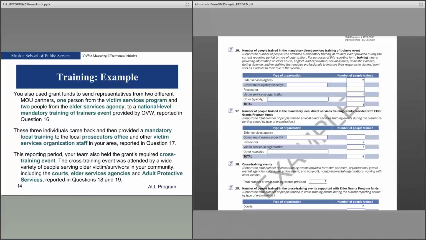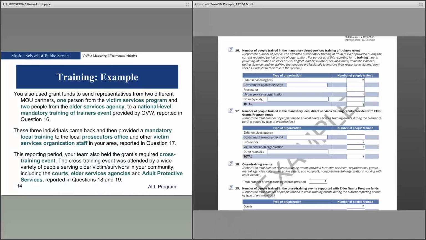If this particular cross-training event occurred during the current reporting period, report 1 in question 18 and the people who attended in question 19. In our example, grant funds were used to send representatives from 2 different MOU partners, 1 person from the Victim Services Program and 2 people from the Elder Services Agency, to a national level mandatory training of trainers event provided by OVW. These 3 people sent to this event are reported in question 16.